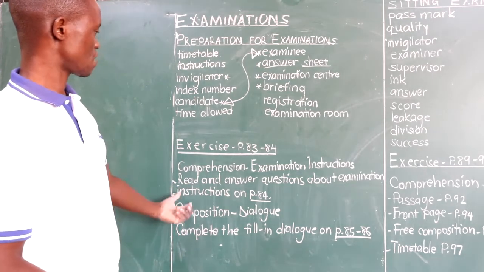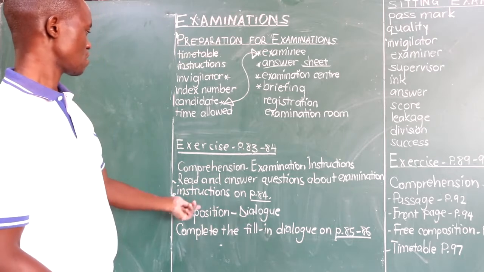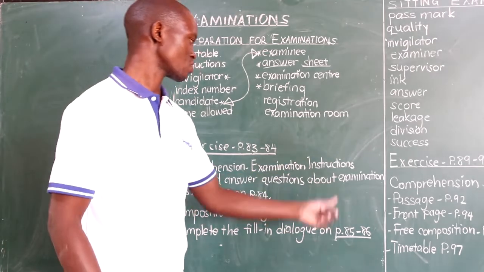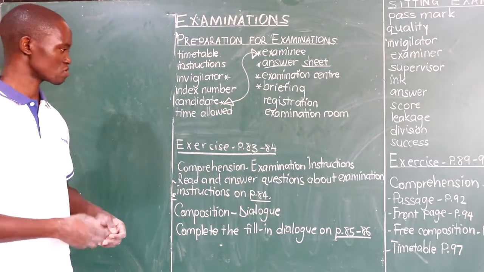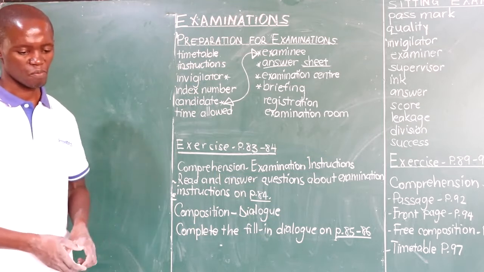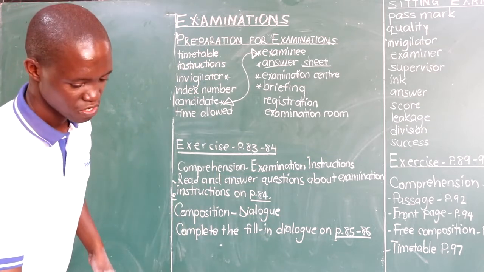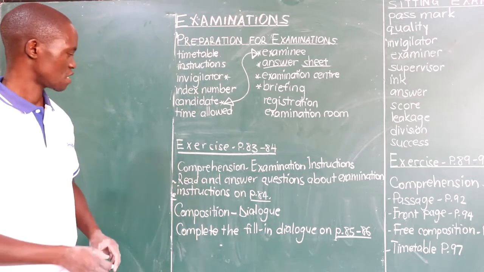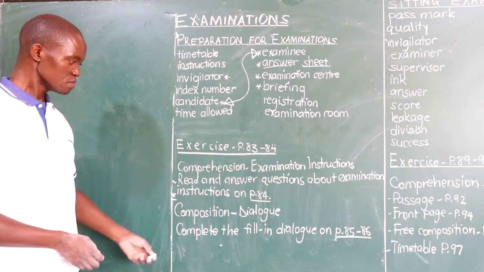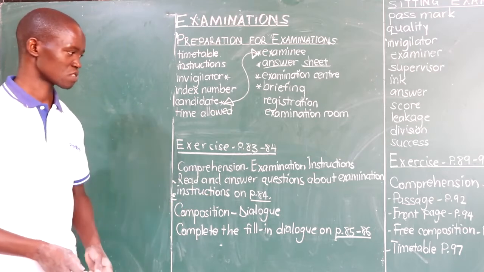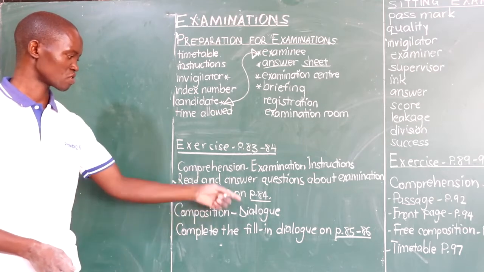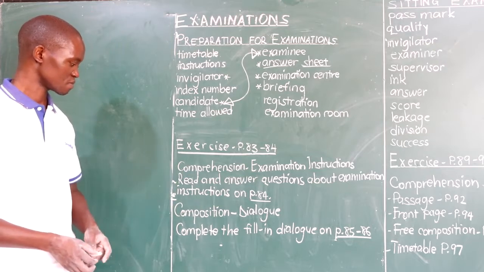Comprehension. We have some comprehension pieces still. We have comprehension which is about an examination, a set of examination instructions. That should be on page 84. Yes, page 84 itself has that piece of comprehension work. Then read and answer the questions about examination instructions on page 84. This is connected to this.